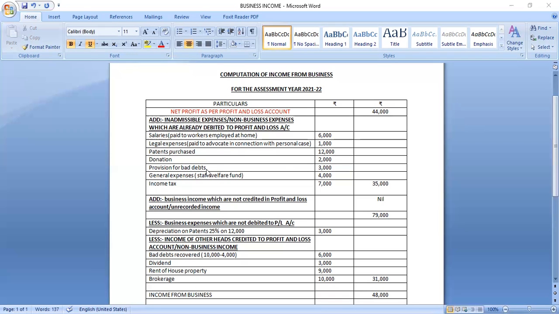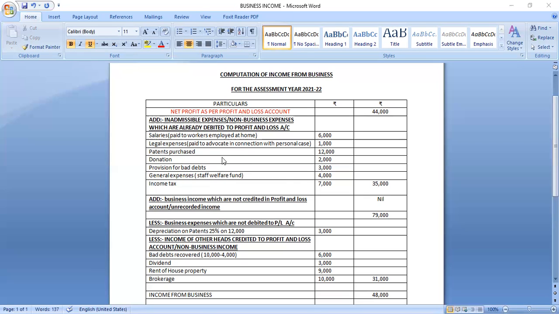Next, general expenses. Now you see the other information. General expenses include 4,000 as a contribution to the staff welfare fund. We don't allow any fund. We don't treat any fund as a business expense. So we are writing here general expenses, but a part of the expenses, that is 4,000, is contributed to the staff welfare fund. Any staff welfare fund is disallowed. You can contribute to staff welfare expenses, not the fund. A fund is an amount we keep separately for future purposes. So we cannot treat it as a business expense.